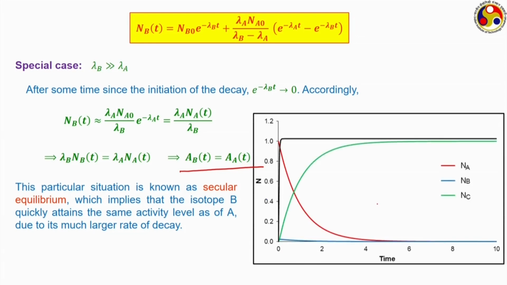If we see that graphically, here we have the same three lines. The red one corresponds to Na, and the blue one, which is hardly visible, hiding somewhere here, is Nb, the green one is Nc. Because the rate of decay of B is much larger, while plotting this we have used lambda A equal to 1 and lambda B equal to 40. The B nucleus is getting decayed as soon as its generation.